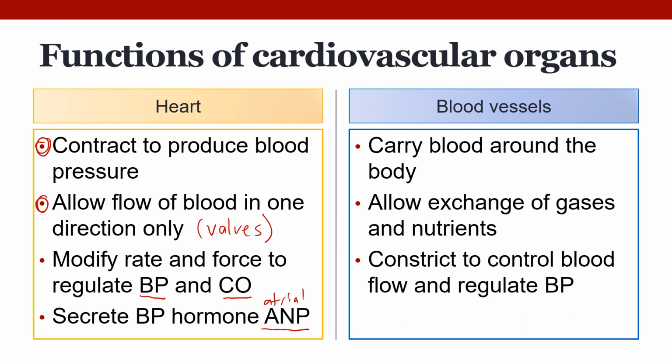Blood vessels also have some important functions. The most important function is that they have to carry blood around the body. Okay, I guess that's pretty obvious. That's what blood vessels are built for. At the level of capillaries, they have to allow exchange of gases and nutrients so that oxygen can get to your tissues, oxygen can get into your blood from the lungs, etc. And finally, the blood vessels have to be able to constrict, both to control blood flow, we'll talk about that in the blood vessel anatomy lecture, and to regulate blood pressure. We'll talk about that in the physiology unit.